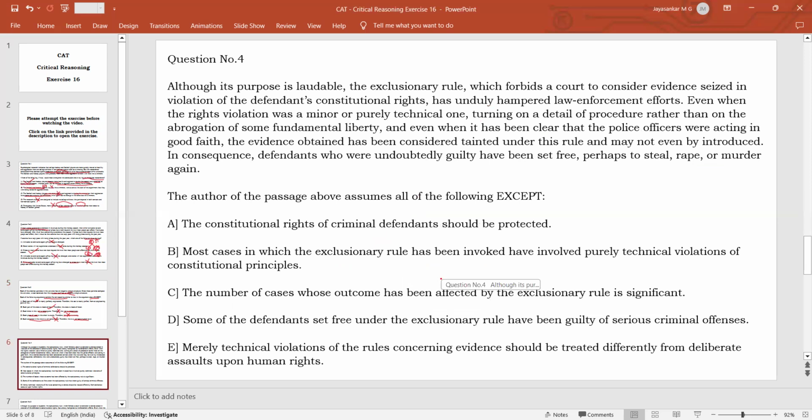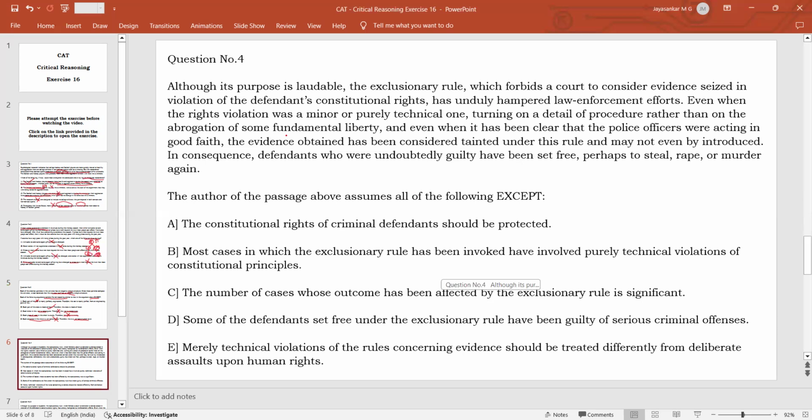All right, question number 4. It is talking about the exclusionary rule. What is this exclusionary rule? When a person who is accused of a crime is arrested by law enforcement people and they collect certain evidences from that person, if those evidences were collected in violation of the constitutional rights or fundamental rights of that person, or in some manner that is not legally correct, then such evidences are not admissible in a court. As a result, the people will be acquitted, or their crime cannot be proved. That is the exclusionary rule.